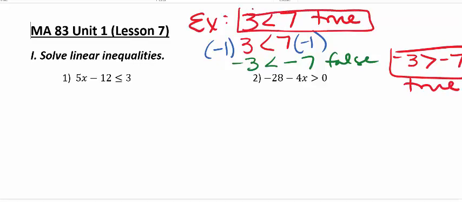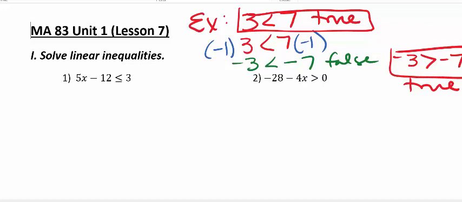So this is what's true, and this one's true. So therefore, anytime we multiply or divide an inequality by a negative number, we're going to change the direction of the inequality. Other than that, you solve all inequalities just like they were equations except for that one little fact. Anytime you multiply or divide by a negative number, you're going to change the direction of the inequality.